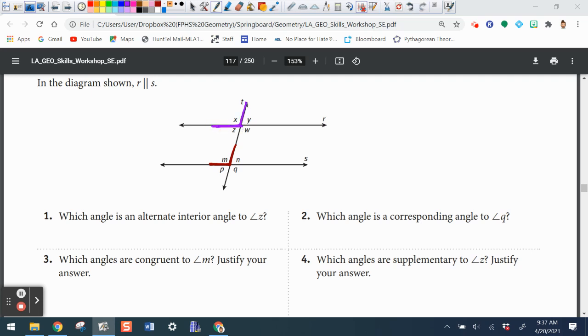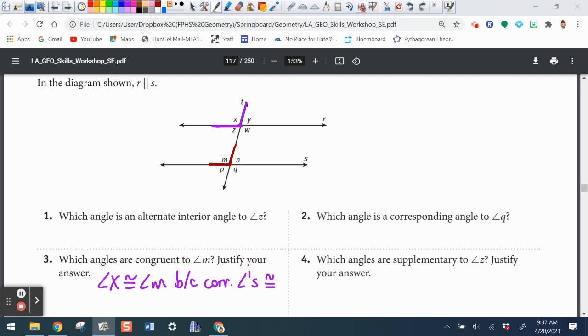So since corresponding angles are congruent, and angle X is corresponding to angle M, angle X is congruent to angle M because corresponding angles are congruent. So we have angle M congruent to angle X because they are corresponding angles.